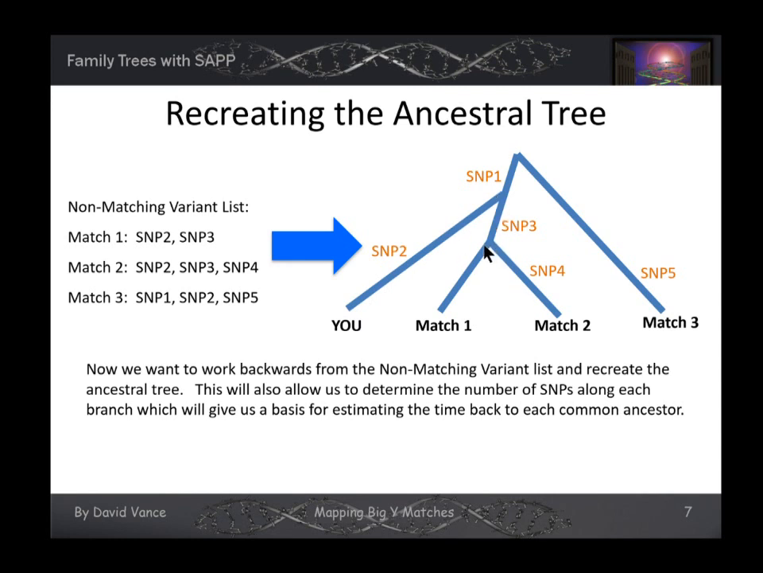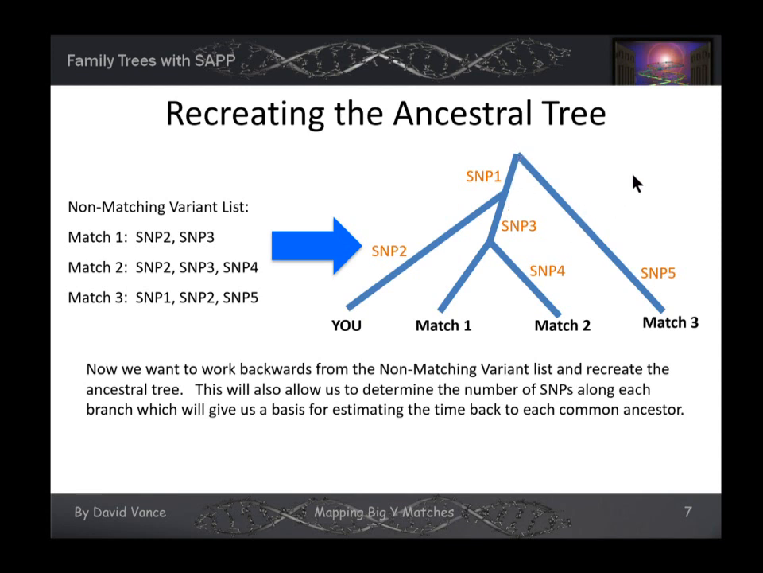Now, very often you only have a few non-matching variants with your individual matches, so this may be a little difficult to recreate the exact time because SNPs are not that granular. You are talking about steps of about 100 years or so. So if your common ancestor is really back 150 years, you may only be able to get to within even 100 years of that, give or take. So this is not necessarily exact, but it does give you at least an indication of how far back your common ancestors are to each of your matches.